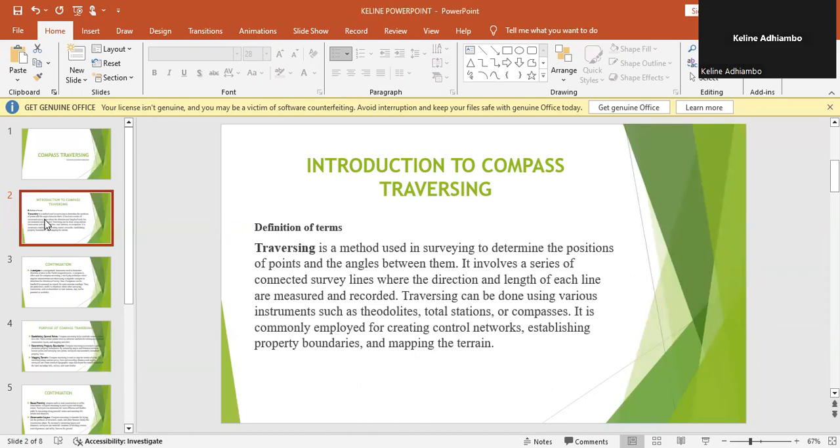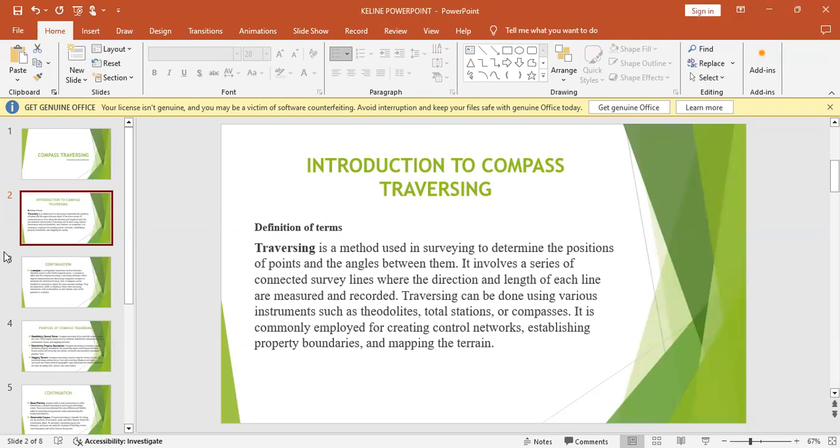In an introduction of compass traversing, we first define the term traversing, whereby it's a method used in surveying to determine the positions of points and the angles between them. It involves a series of connected survey lines where the direction and length of each line are measured and recorded. Traversing can be done using various instruments such as theodolites, total station, or compasses. It is commonly employed for erecting control networks, establishing property boundaries, and mapping the terrain.